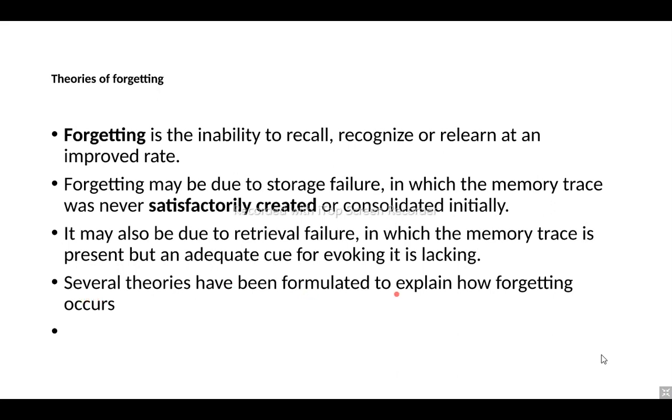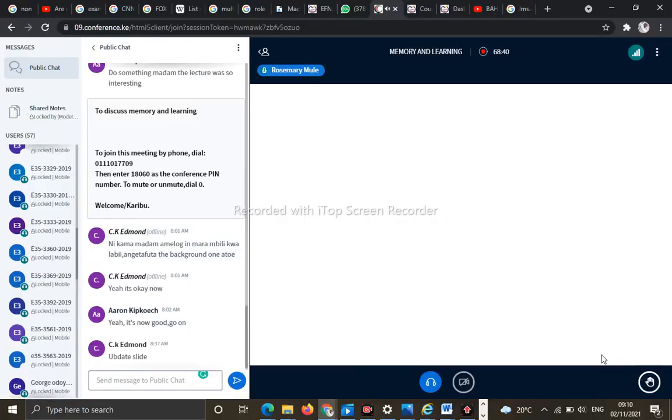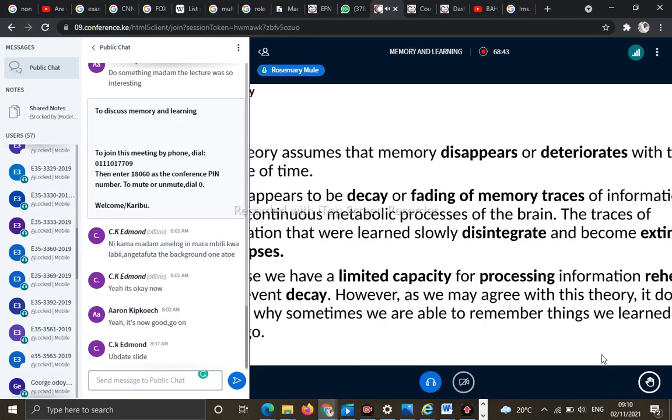Several theories have been formulated to explain how forgetting occurs. And one of these theories is the decay theory.